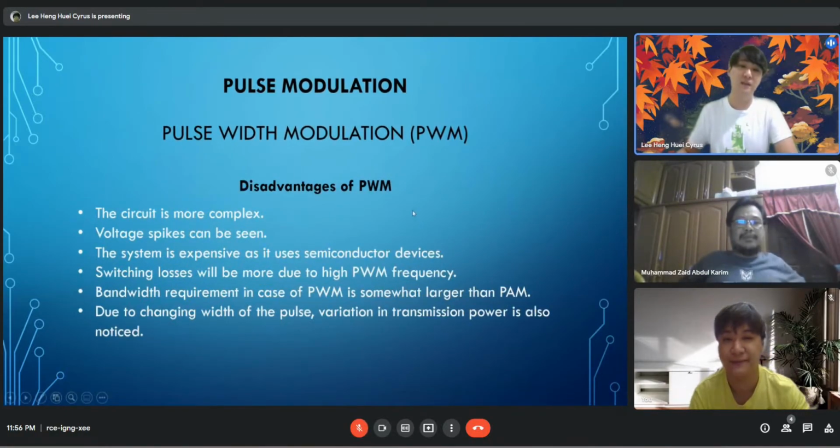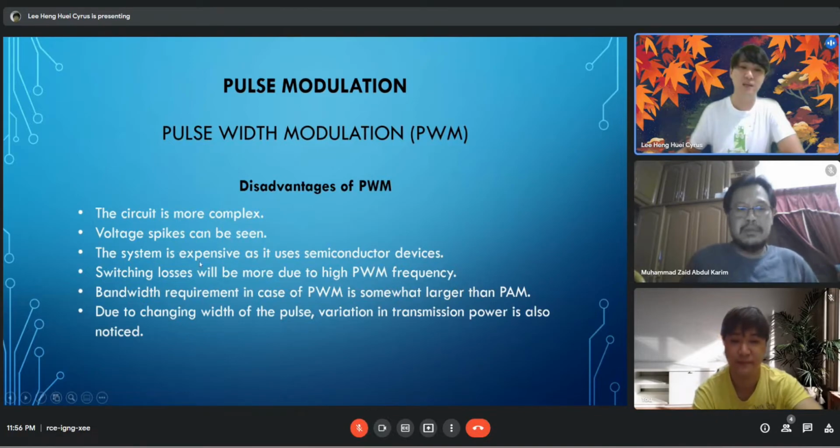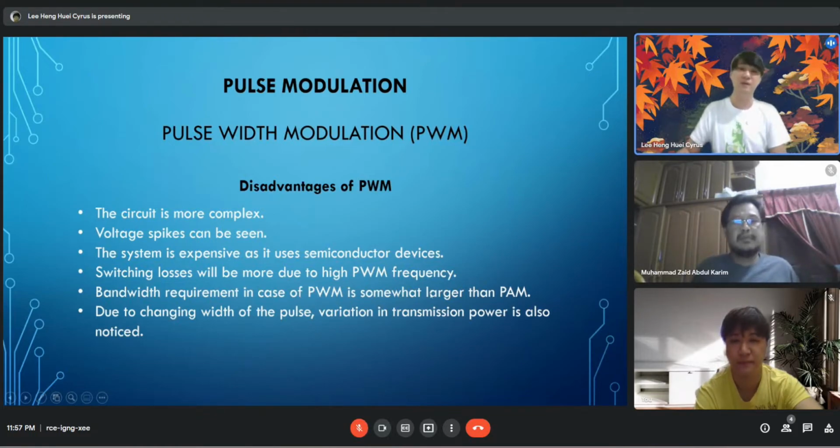Okay, disadvantages of PWM. The circuit is more complex. We can see the voltage spike. The system is expensive and uses a lot of semiconductor devices. Switching loss will be more due to the high PWM frequency, and the bandwidth can be somewhat larger than PAM. The bandwidth is larger than PAM.